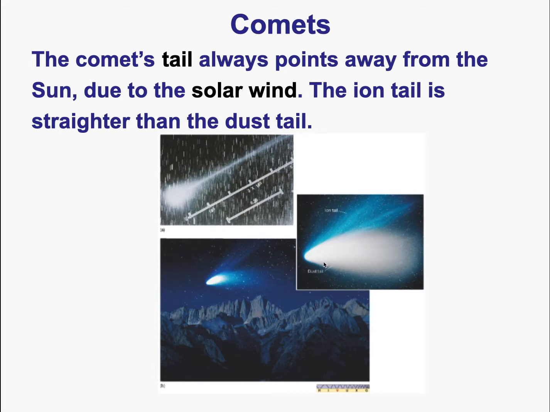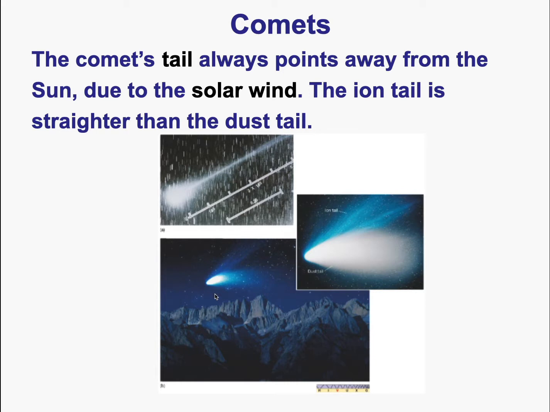There's another really good example. Actually, I think this is a zoomed in version of that. Here you can see that the tail can be really, really long. The dust tail is always, or usually, curved or weirdly shaped like this, whereas the ion tail is always going to end up looking straight.